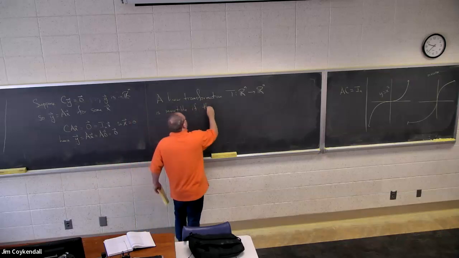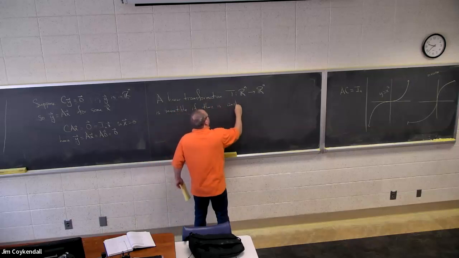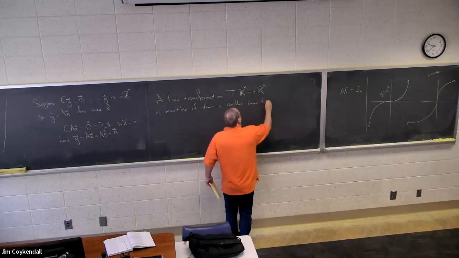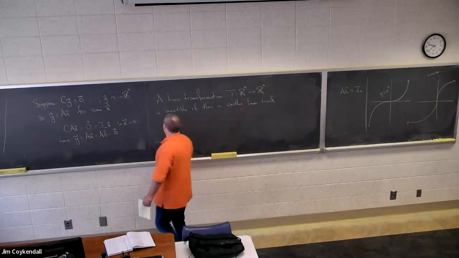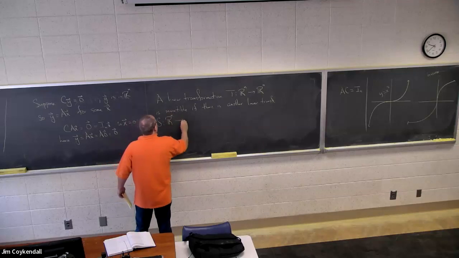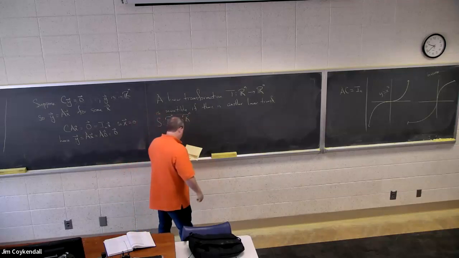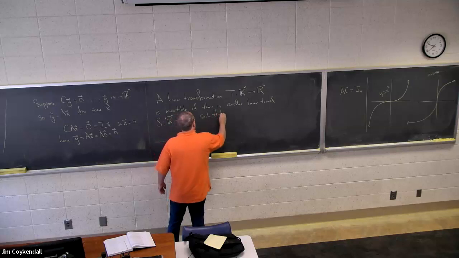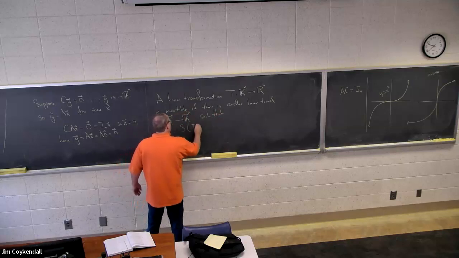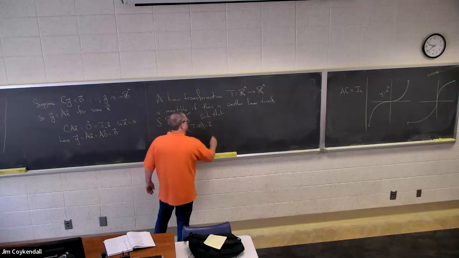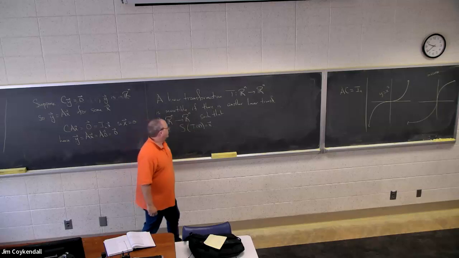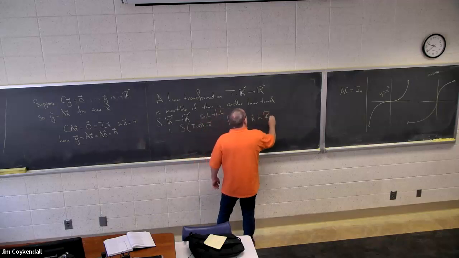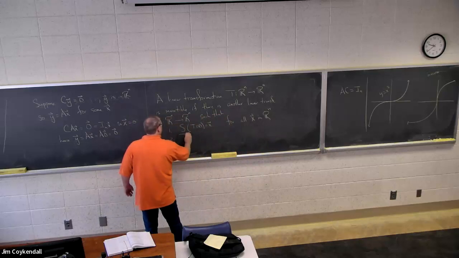If there is another linear transformation, not necessarily different, just another one, S, that satisfies the following. One, S of T of x is x, right? Think cube root. It undoes it. And it works in both directions.